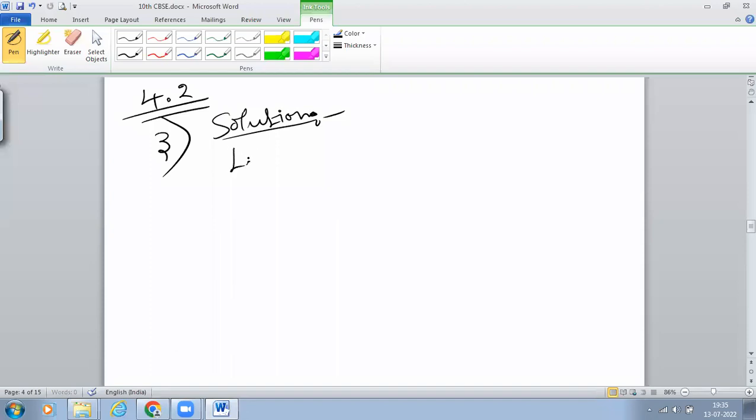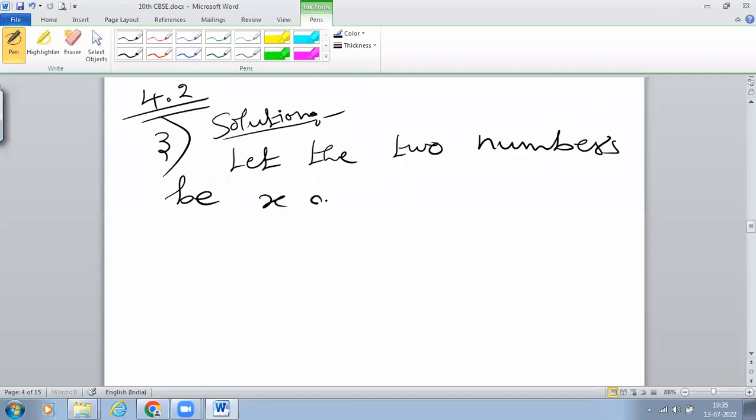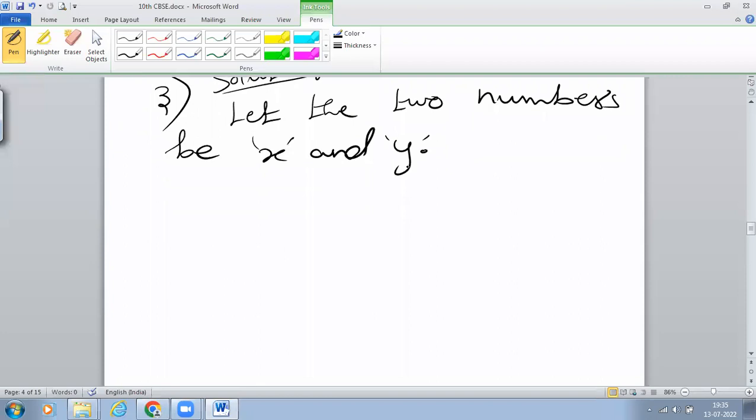Now listen, let the two numbers be x and y. I'm using two variables here. One number is denoted by x and another number is denoted by y. So according to the question, the sum of the two numbers is 27, that is x plus y is equal to 27. Yes or no?